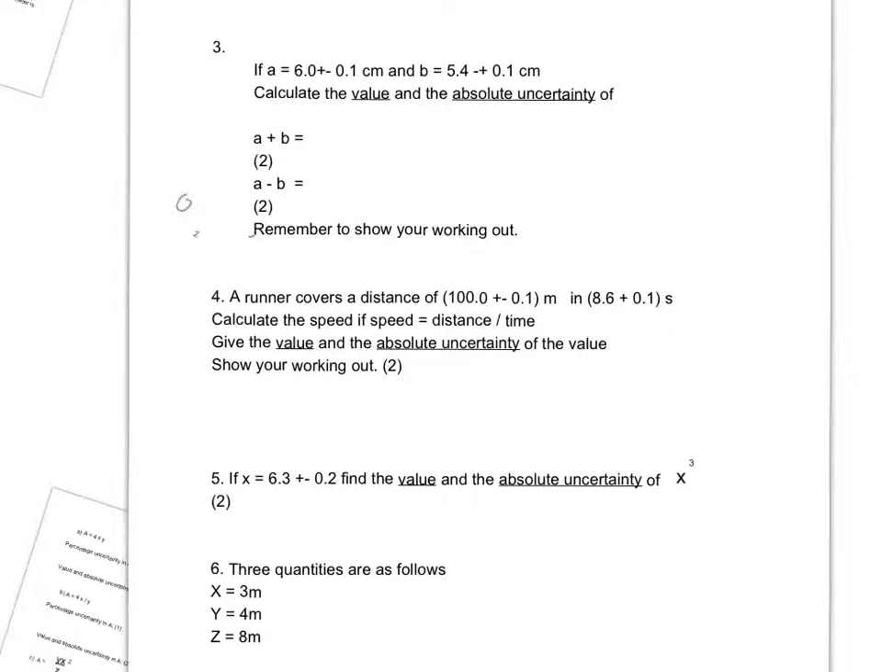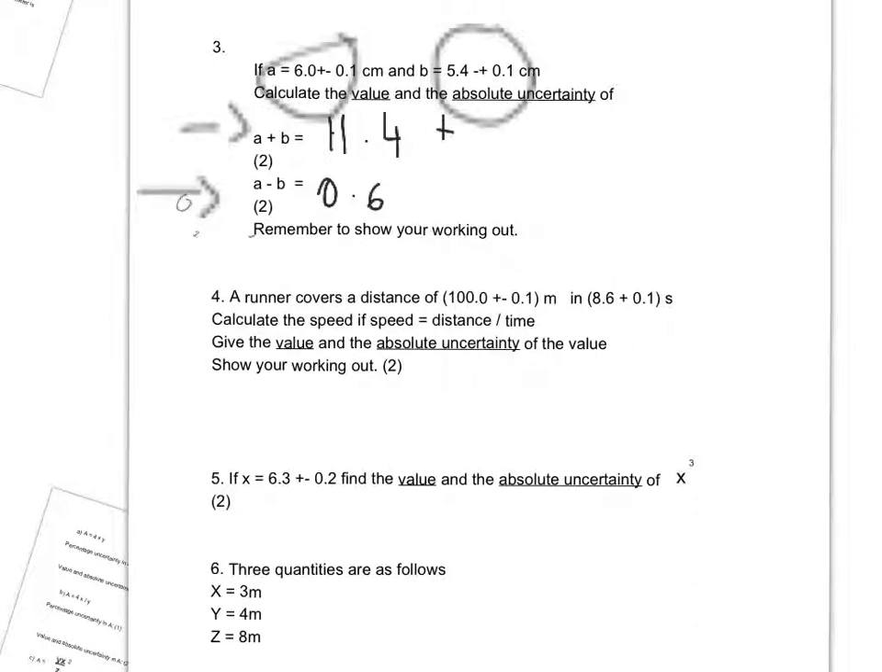So if now we go on to the next question, we have if A equals 6 plus or minus 0.1 and B equals 5.4 plus or minus 0.1, we're going to see what happens when you do A plus B and A minus B. Now again, we're following the same rule. We are adding an uncertainty, so therefore the answers would be 11.4 and 0.6 respectively, and the uncertainty for both would be exactly the same, plus or minus 0.1 plus 0.1, 0.2, because the rule is to add the uncertainty.